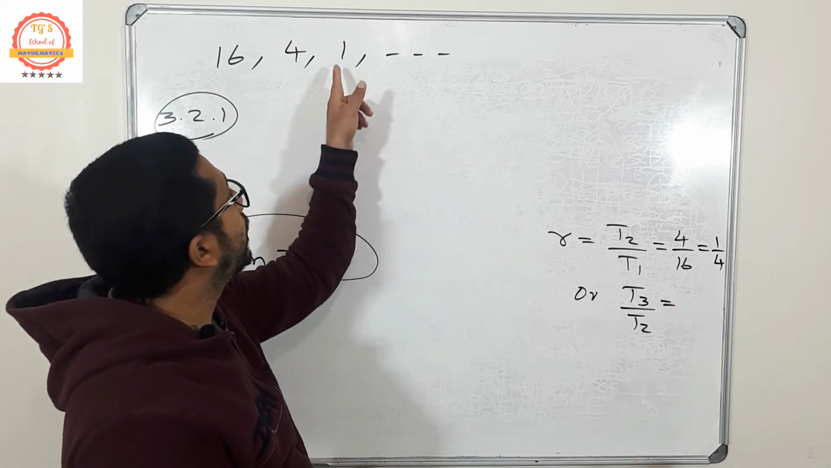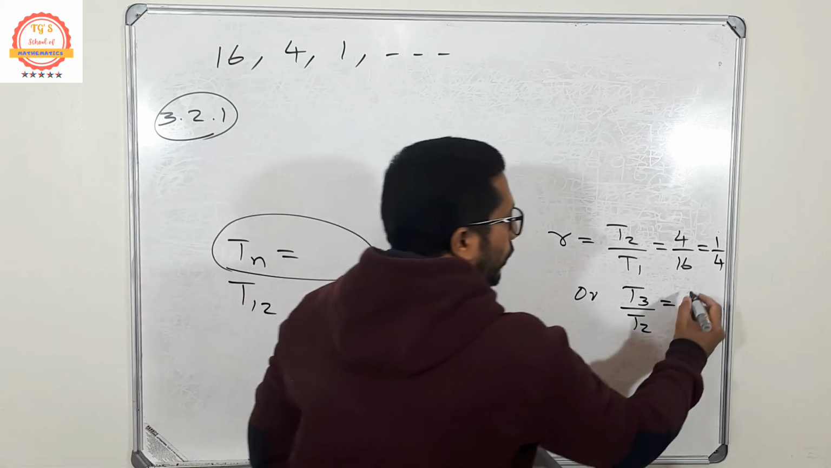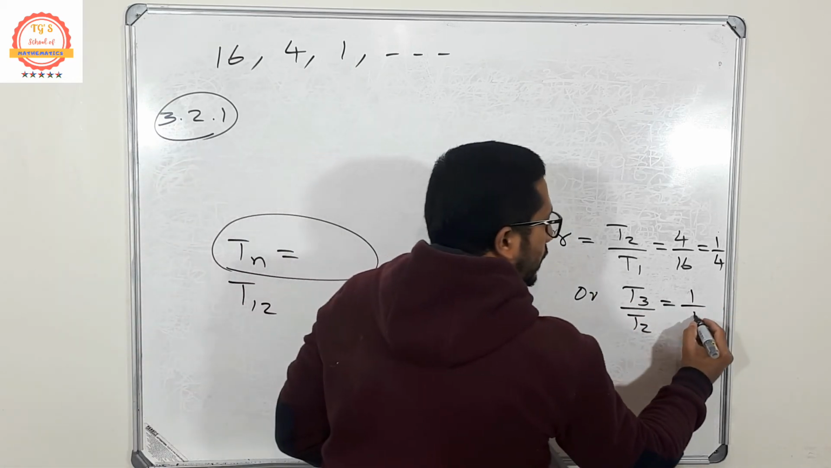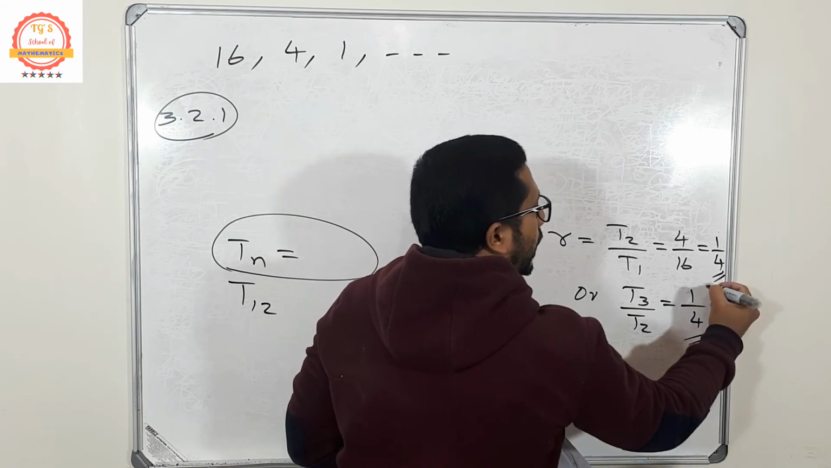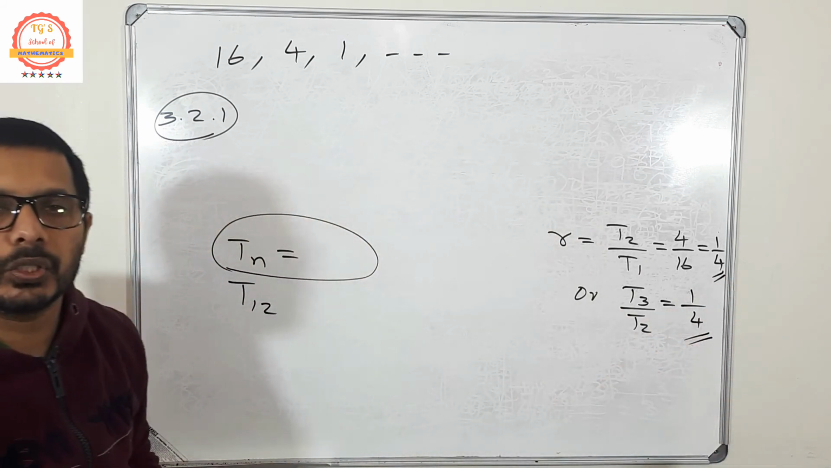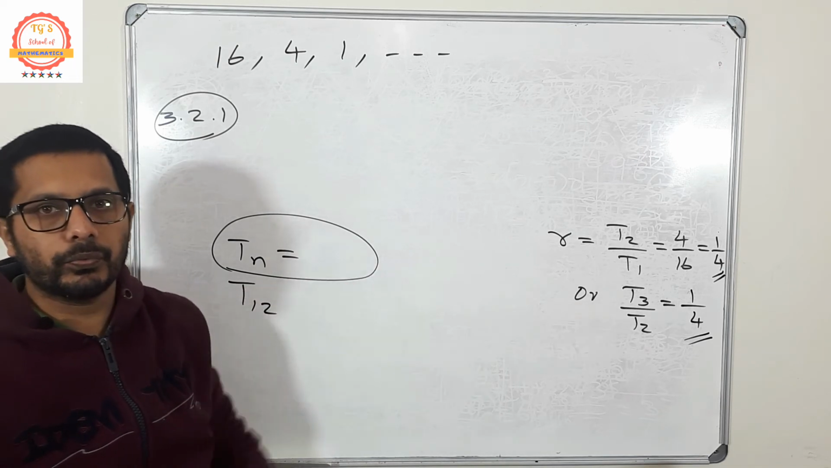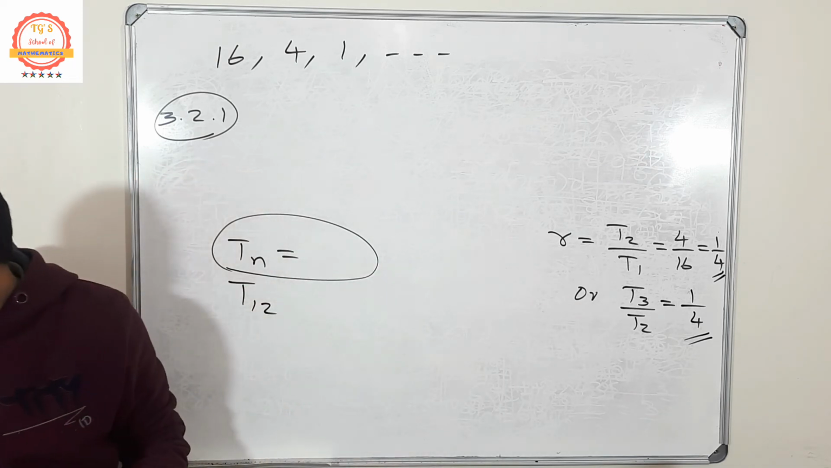What is T3 here? 1. So it is 1 divided by T2, that is 4, the second term. So you can see that you are getting a common ratio, and what is that common ratio? R, that is 1 over 4. Okay, so what is the nth term?